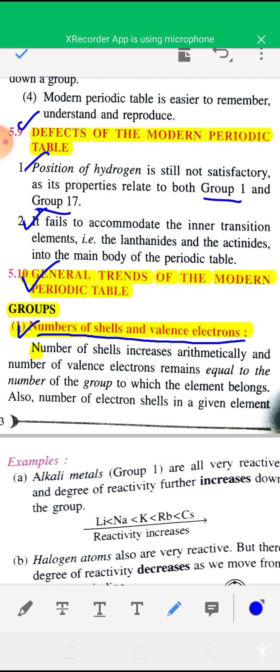How do the number of shells and valence electrons change down a group? The number of shells increases arithmetically, and the number of valence electrons remains equal to the number of the group to which the element belongs. In a particular group, the number of shells increases down the group one by one, and the number of valence electrons remains equal to the group number to which the element belongs.